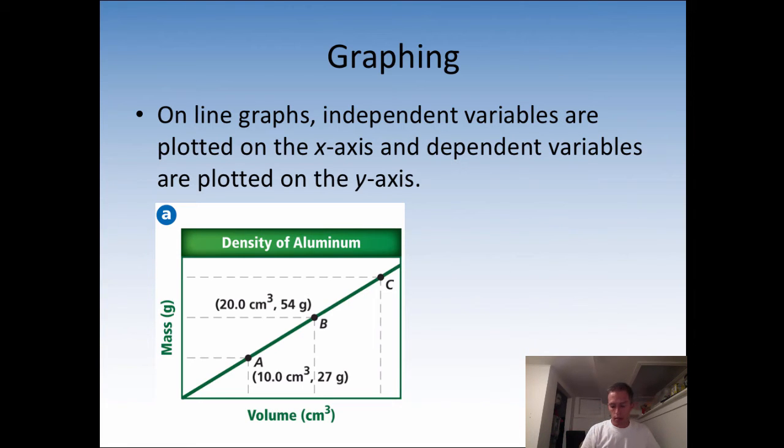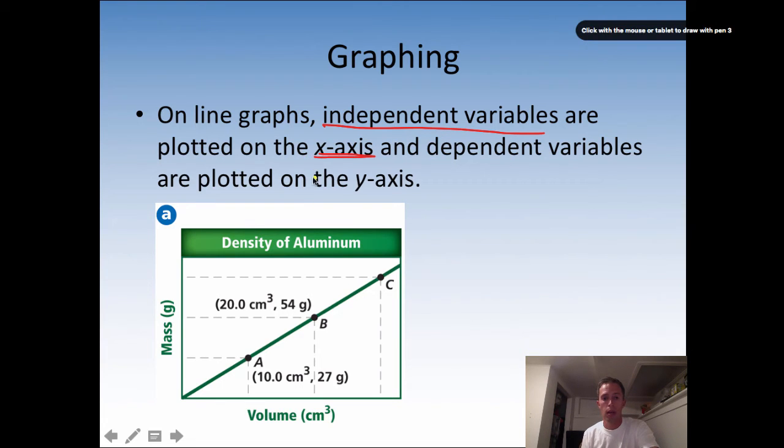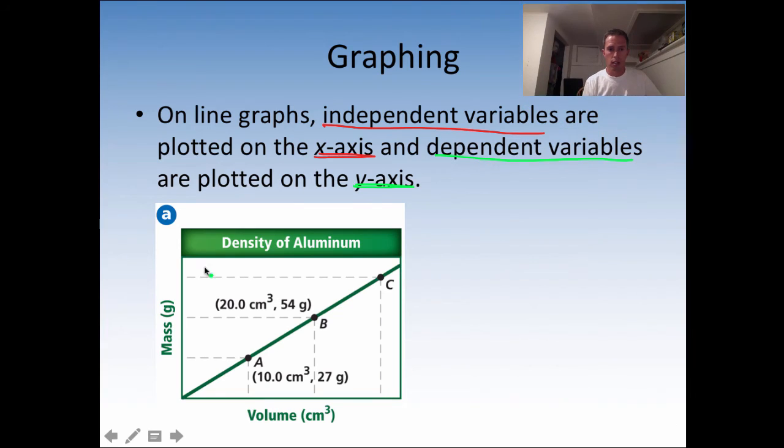This is kind of important to remember with graphs. We'll go over it in class. We'll make sure we understand it. But the independent variable, the one that doesn't change, is always plotted on the x-axis. While the dependent variable, the variable that does change, is always plotted on the y-axis. So the y-axis is the one going up and down.